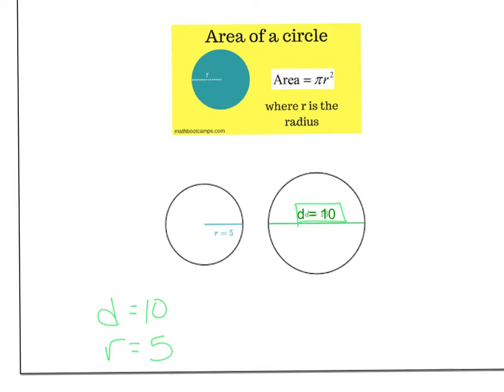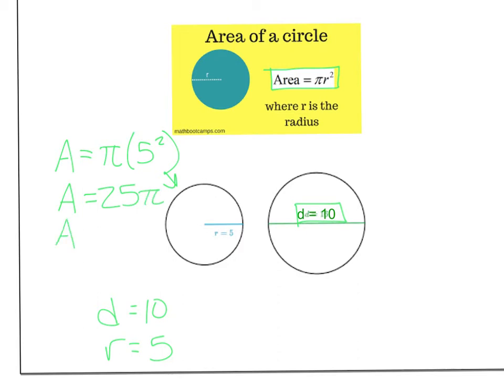So the area formula is pi times the radius squared. So I'm going to look at this first example here. So I have area equals pi times our radius, which is 5 squared. Now, only the radius gets squared. It's not everything. It's just the radius. So I'm going to do 5 squared, and remember that's 5 times 5. So that will give me 25 times pi.